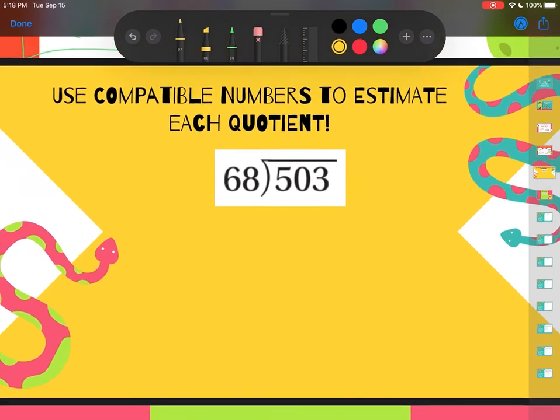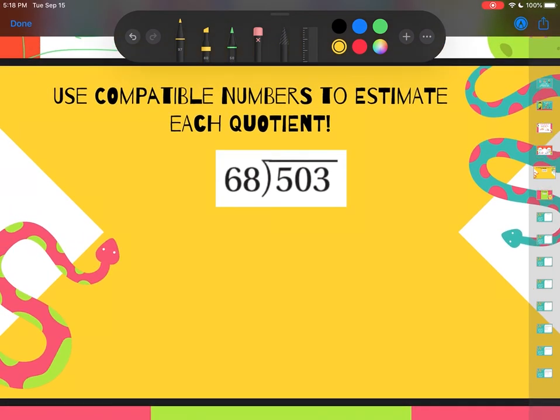All right, let's try this one. We're going to use compatible numbers to estimate our quotient in this. I've got 503 divided by 68. So first thing, I'm going to round my 68. I'm going to round my divisor. My 68 is going to round up to 70. 68 is closer to 70 than it is to 60.